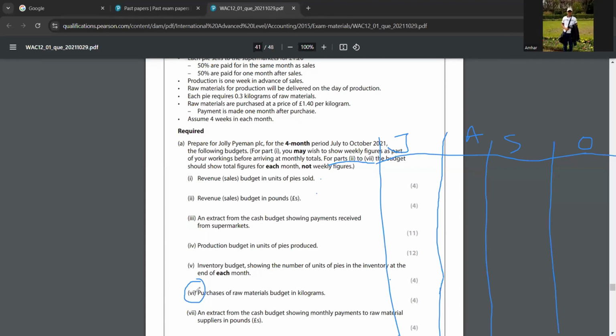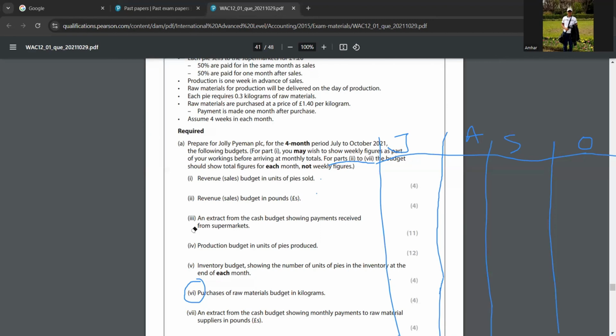Now look at the sixth one. They are saying you to prepare purchases of raw materials budget. So you have to draw purchases budget in kilograms. Okay. So your answer should be in kilograms. So now look at this. They are saying raw materials for production will be delivered on the day of production. That is okay. And then each pie requires 0.3 kilograms of raw material. Okay, so look at those two pieces of information only.